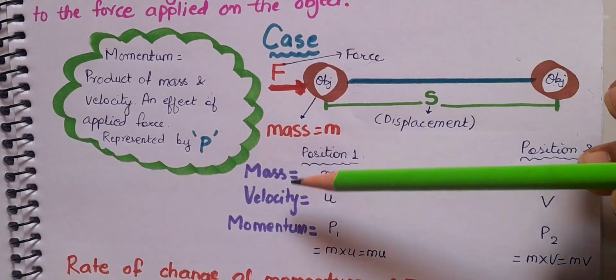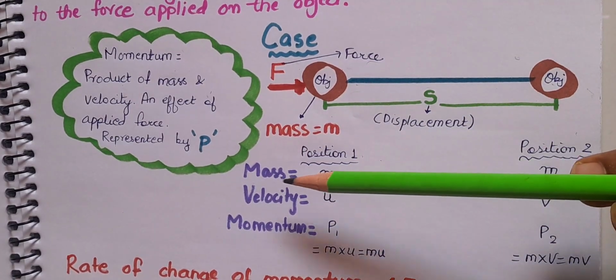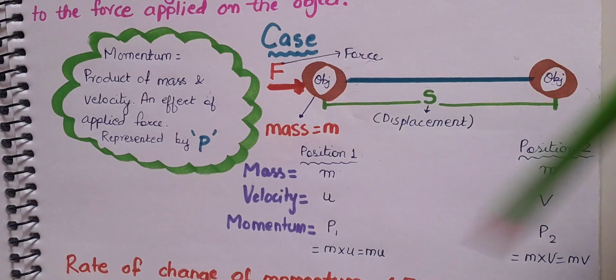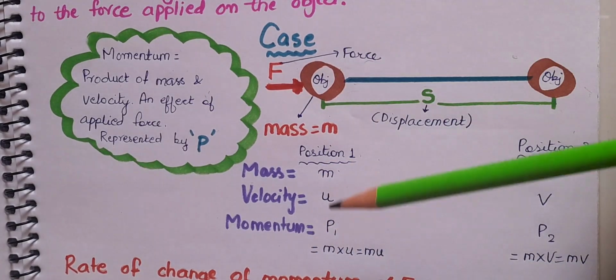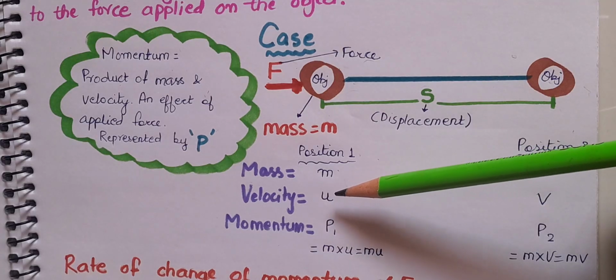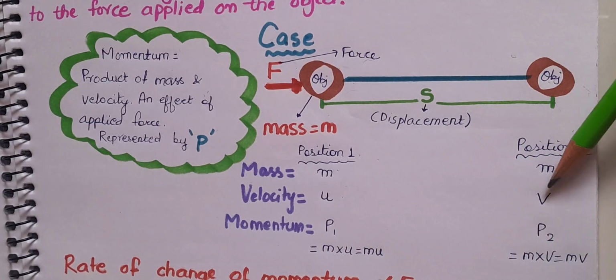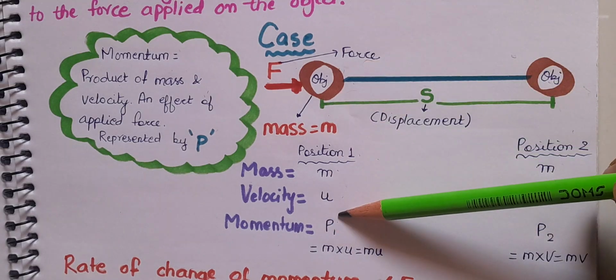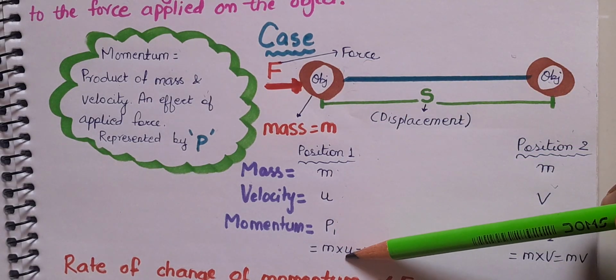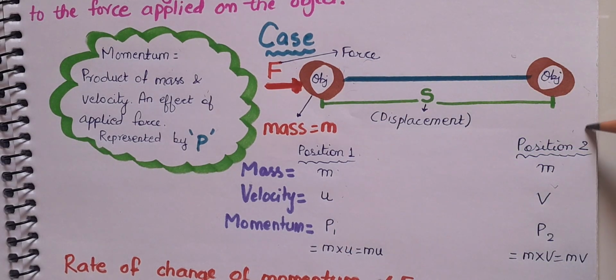So now let's look at these variables at position 1. The mass of the object remains m in both positions. Velocity, let the initial velocity at position 1 be u and at position 2 be v. So the momentum p1 at the initial position will be the product of m and u, which is mu, and the final momentum p2 will be the product of m and v, which is mv.